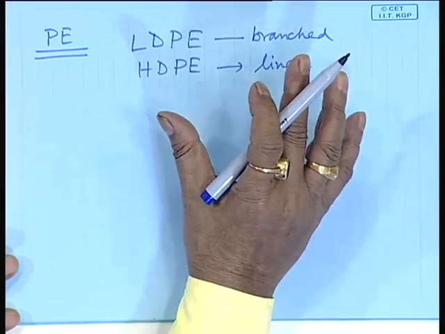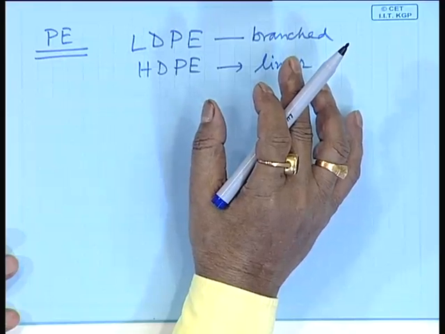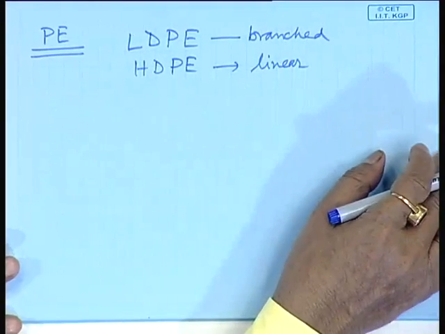Because of this branching, it is of low density. Have you got the concept of low density due to having branches? Low density means what? Packing efficiency. Now, if there are branches, then those branches will hinder the close approach of the neighboring molecules.